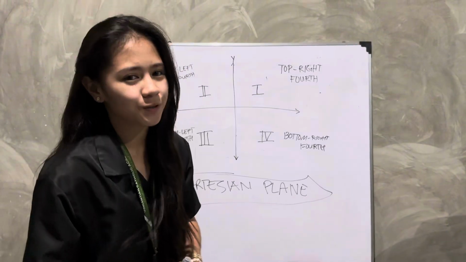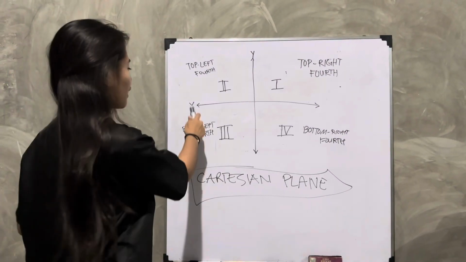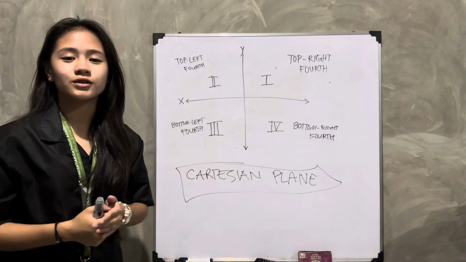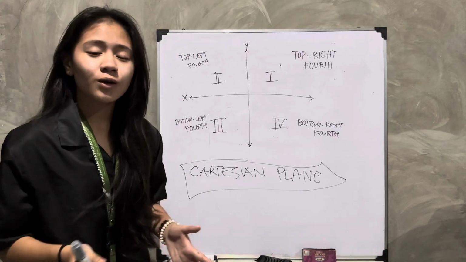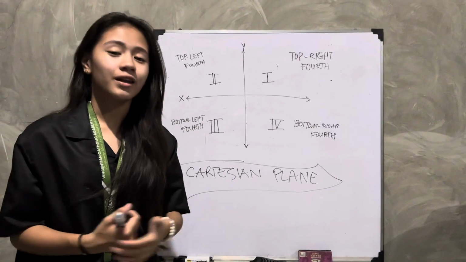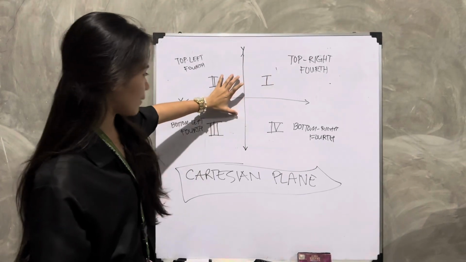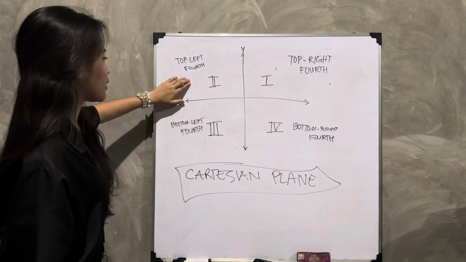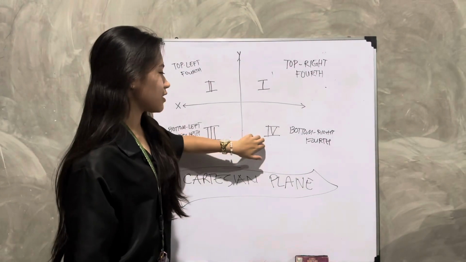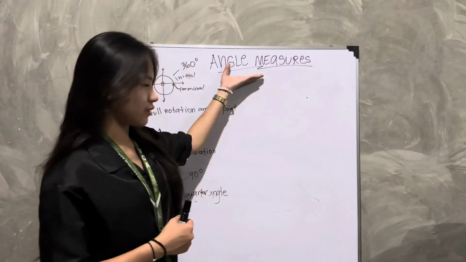Now, let me present to you a Cartesian plane. A Cartesian plane consists of 2 axes, which are the x-axis, the horizontal one, and the y-axis, which is the vertical one. It also consists of 4 quadrants. But what are quadrants? Quadrants are regions defined by the 2 axes of the plane, which consist of both positive and negative values. Quadrant 1 is located at the top right fourth of the plane. As you can see, quadrant 2 is located at the top left fourth, quadrant 3 is on the bottom left fourth, and quadrant 4 is located at the bottom right fourth of the plane.